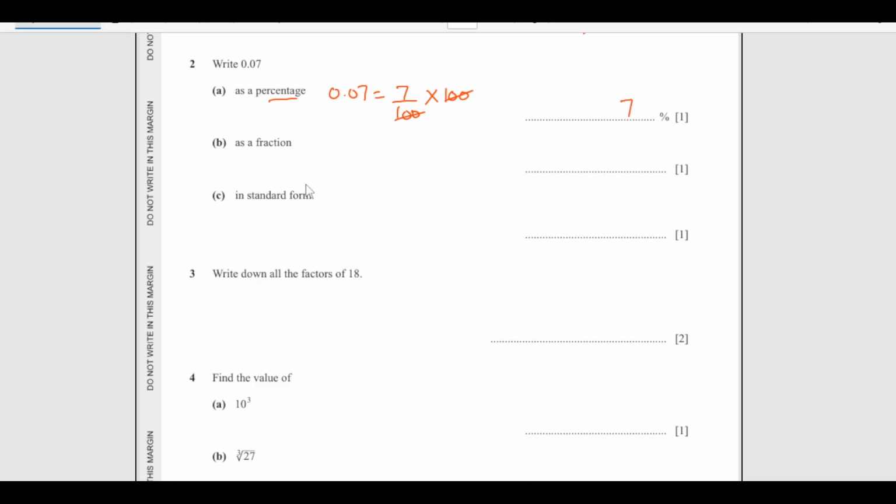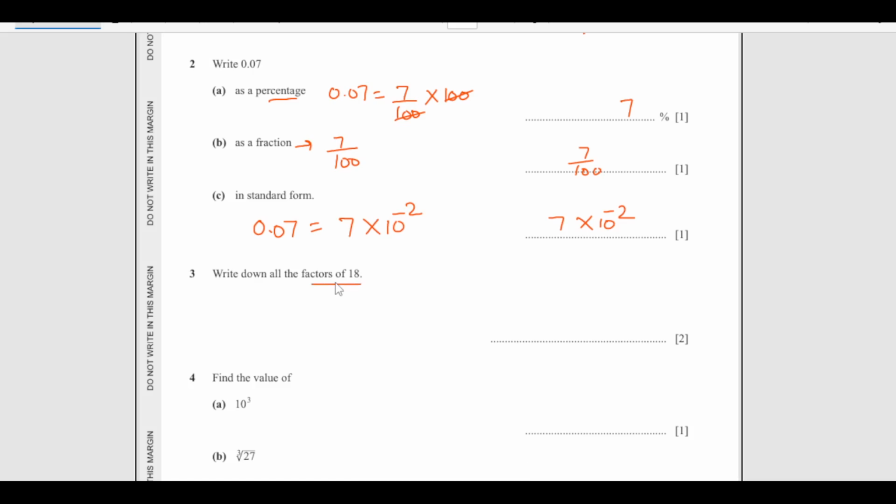Then 0.07 as a fraction. This is going to be 7 over 100, right? We can't simplify this, so we will just write down 7 over 100. And in standard form, 0.07 is equal to 7 times 10 to the power of -2, as you are going to shift the decimal two places.